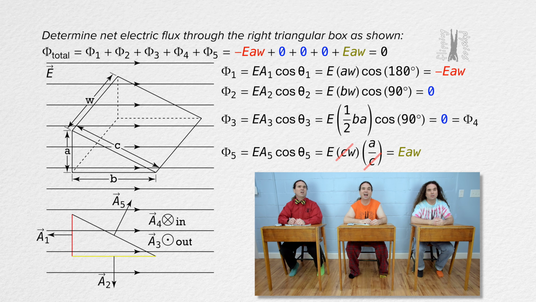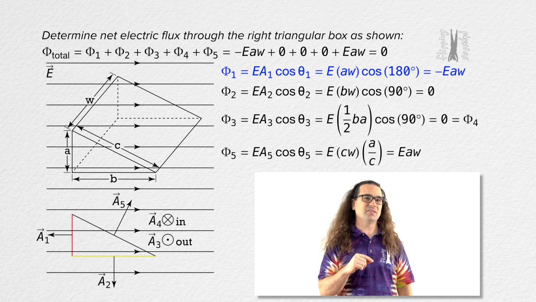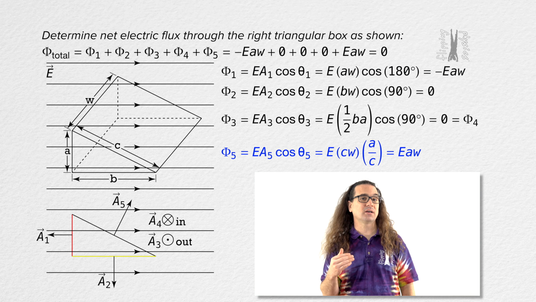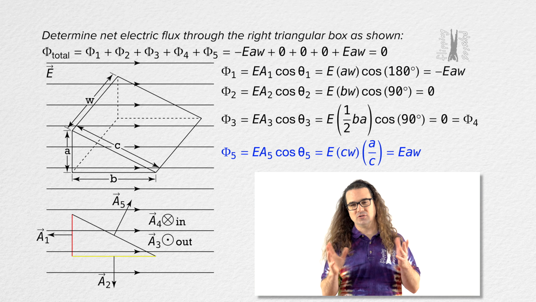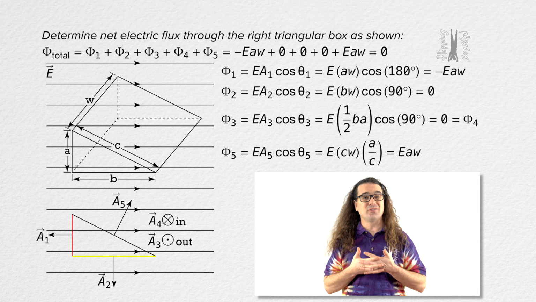All right. Please notice that when an electric field is going into a closed surface, the electric flux is negative. And when an electric flux is coming out of a closed surface, the electric flux is positive. It's just useful to realize that. Okay, let's do another example.